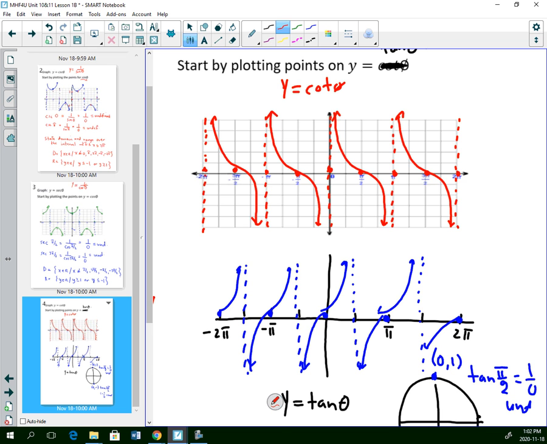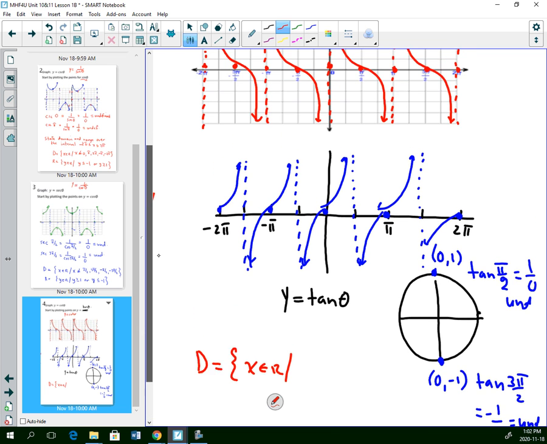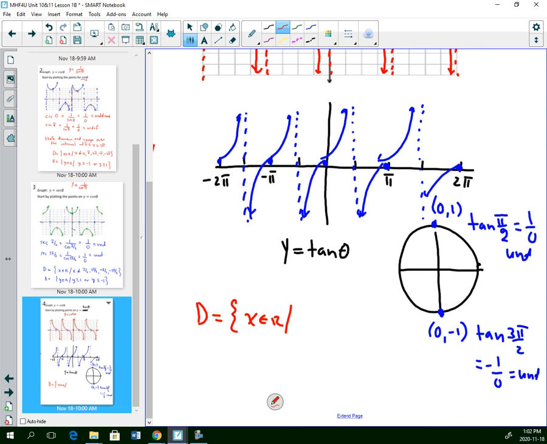Okay, and so domain and range. So we'll say x is any number, but not at 0 pi in both directions and 2 pi in both directions. And then the range is anything, right? Because the range is continuous. It goes forever up and forever down, okay? So no restrictions on the range.